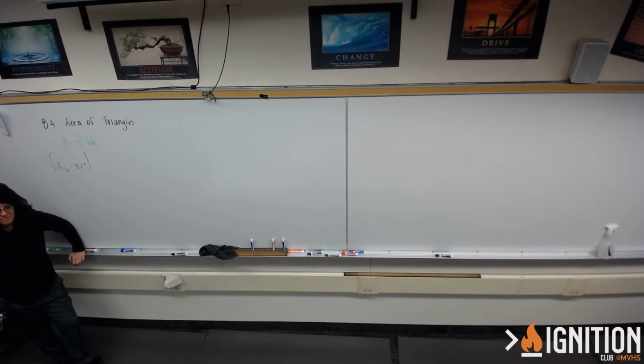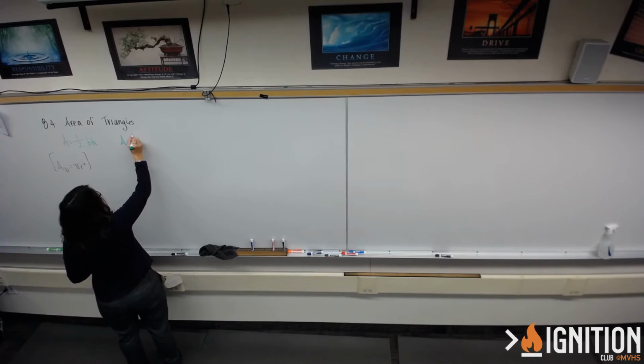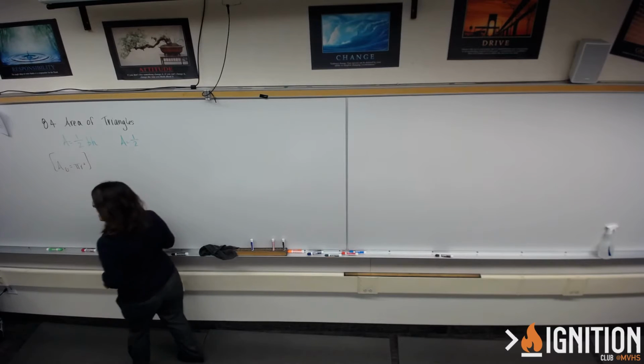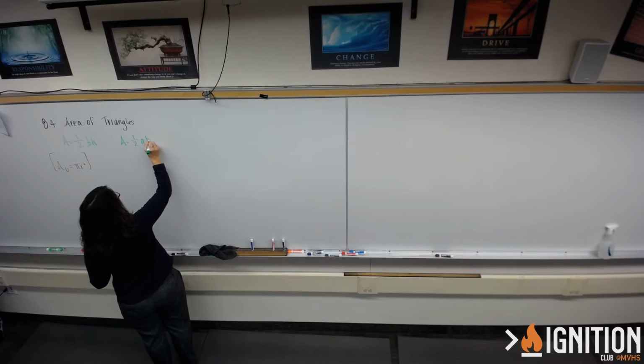There are two more that you probably know and hopefully remember from last year. What do we got? There's another one: A equals one-half base times, one-half AB sine C.